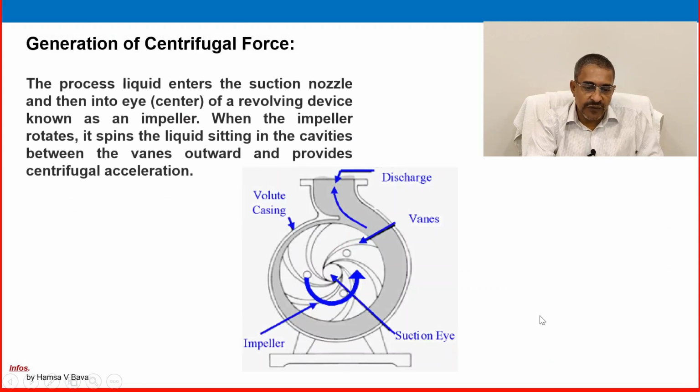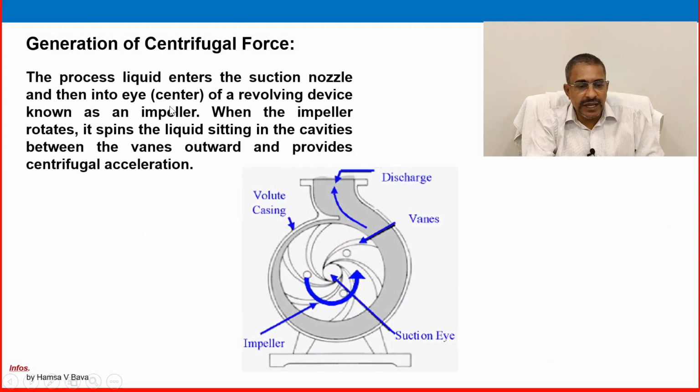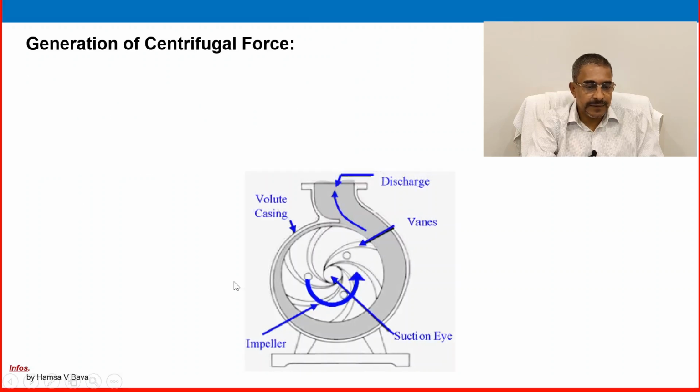Generation of centrifugal force. The process liquid enters the suction nozzle, then into the eye center of a revolving device known as an impeller. When the impeller rotates, it spins the liquid sitting in the cavities between the vanes outward and provides centrifugal acceleration. The impeller is always rotating, connected to the shaft, receiving power energy from the driver side.